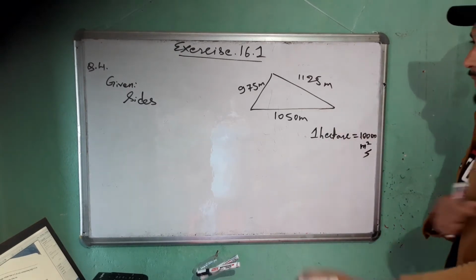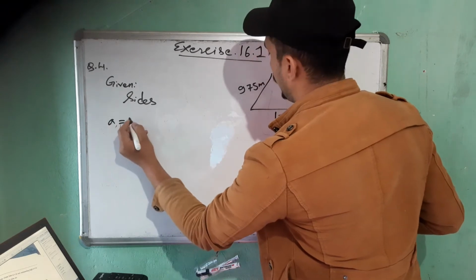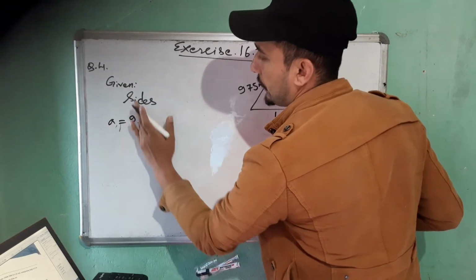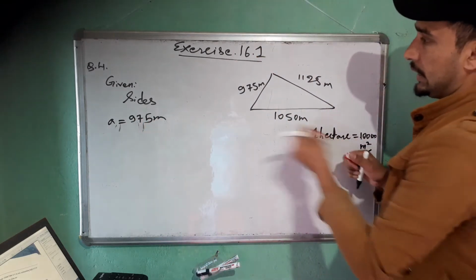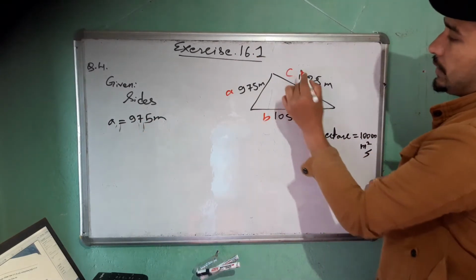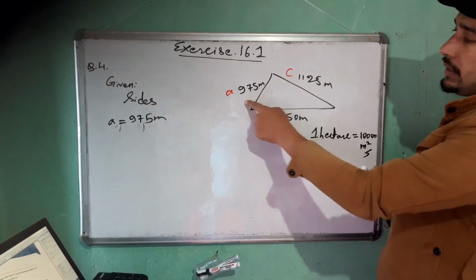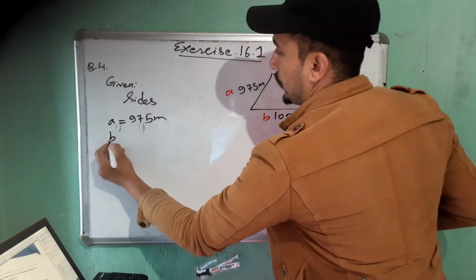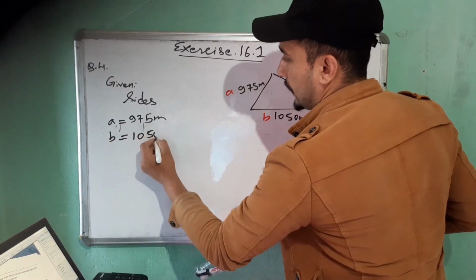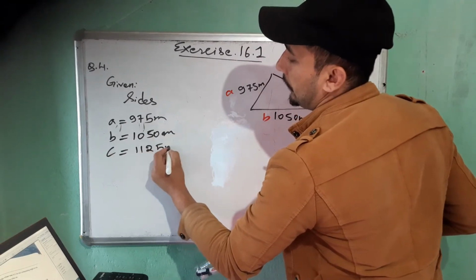Okay, so given sides, A is equal to 975 meter. Let this one be A, this be B, and this be C. You can choose in random order; you can take this A, this B, and this C in any order. B is equal to 1050 meter and C is equal to 1125 meter.